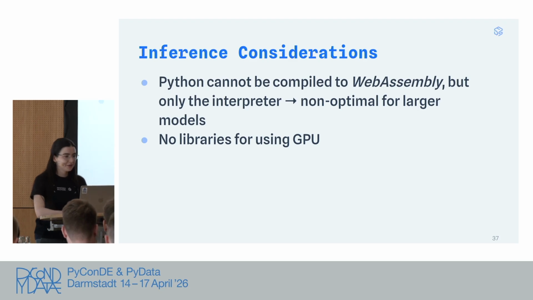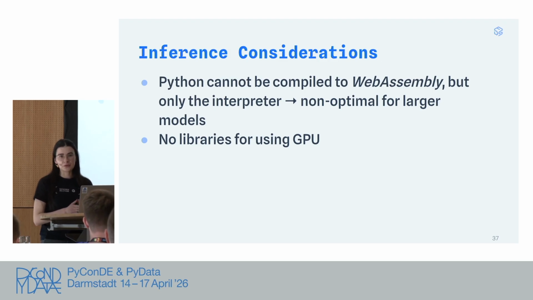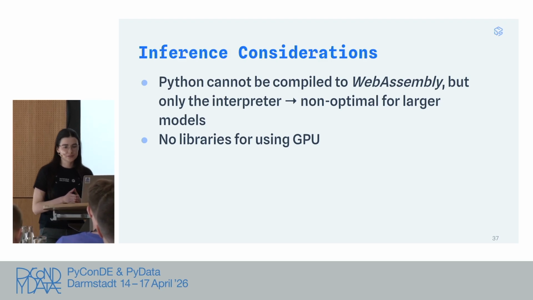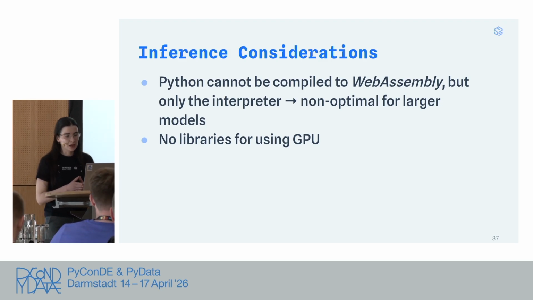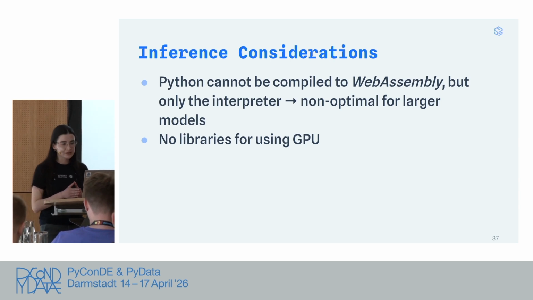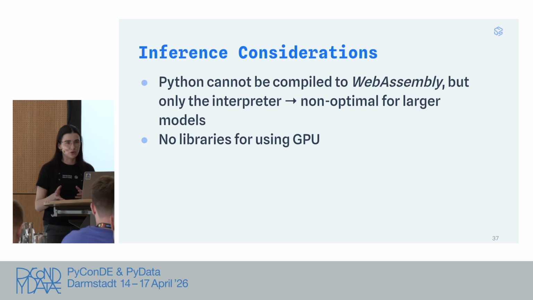Yes, so the inference stack in the browser is rather different from what was discussed in the first part of the presentation, mainly because it's not Python-based. There are a few key reasons for that. First, remember that we cannot compile Python to WebAssembly, but only the interpreter. While Python itself is not nearly as fast as the compiled languages, here we add even more additional overhead. Therefore, it would be really non-optimal for larger models and especially language models.